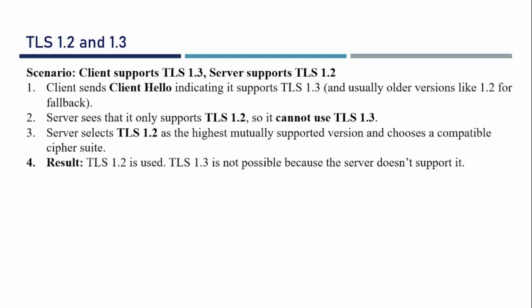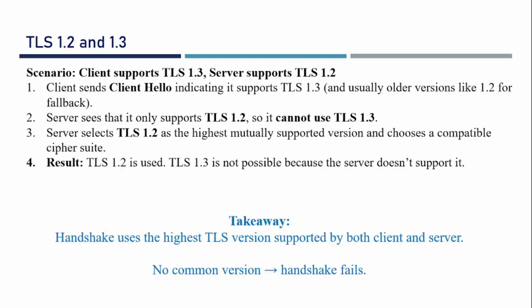So the basic rule is that the handshake uses the highest TLS version supported by both client and server. The client will give a list of the TLS versions it has, and the server will select the TLS version from the top which it also has. If there is no common version, the handshake will fail.